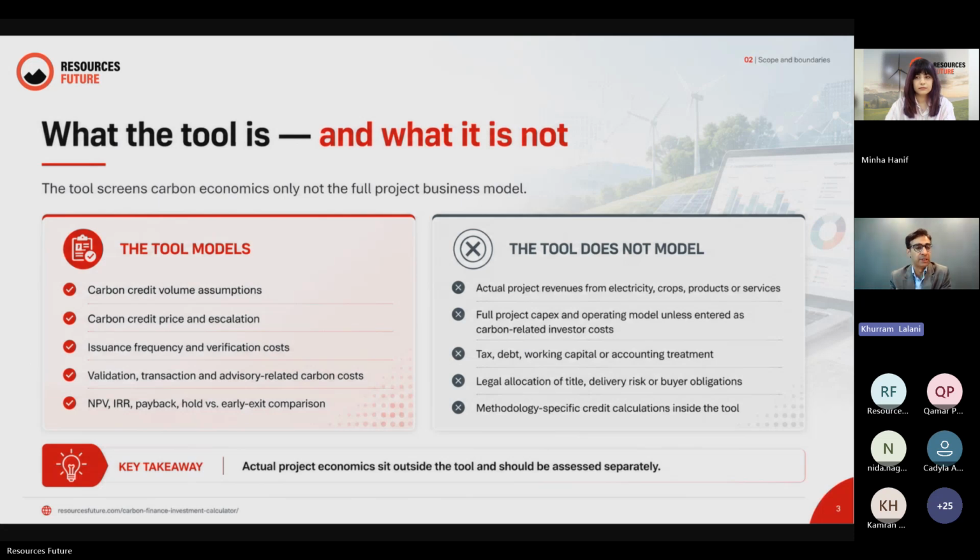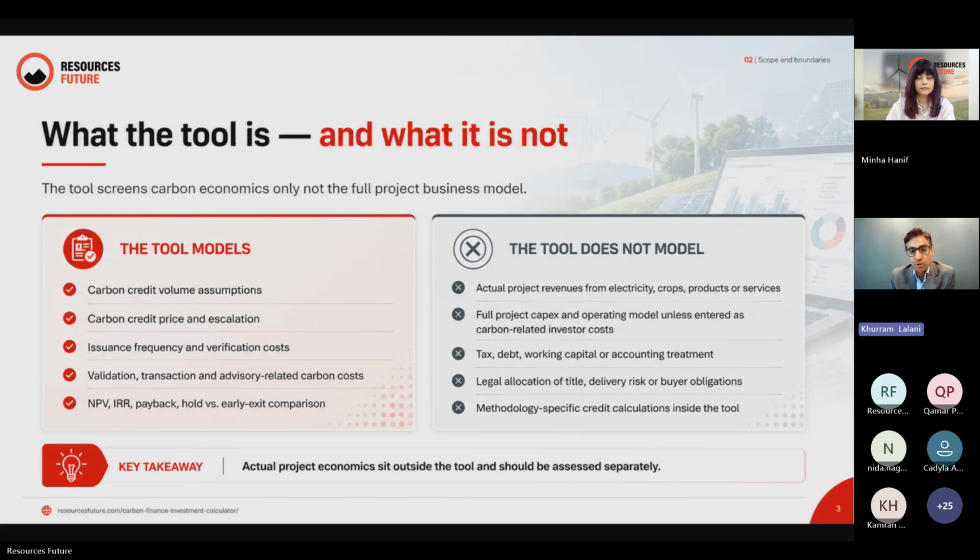What the tool models: it models pretty much all the major assumptions. You've got the price assumptions, the cost assumptions, delivery assumptions, price escalation assumptions, frequency assumptions. These are the kind of things that it models. And as a result, you also get to see your NPV, IRR, payback, hold versus early exit comparison, and so on and so forth. Just going to walk you through in a minute.